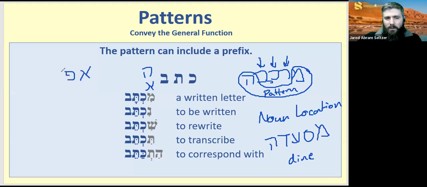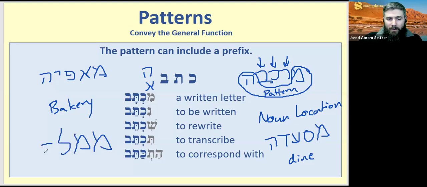Afa means he baked, but the root is aleph pei yod. A ma'afiyah is a place where baking takes place. It's a bakery. Okay, so this is a pattern that seems to tell us that we're looking at a noun, which is a location. Oh, how about a mamlacha?